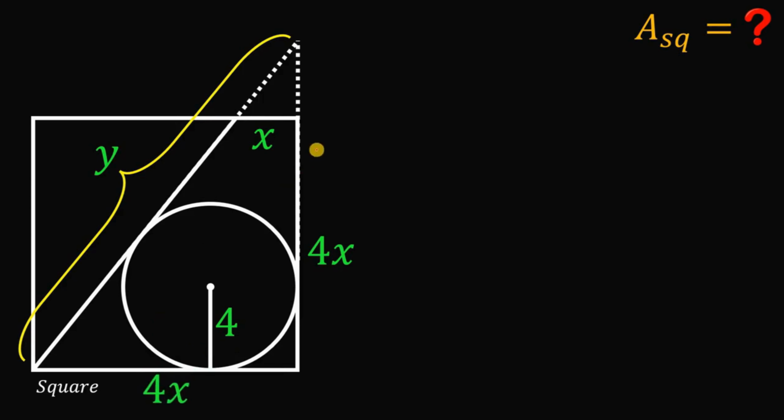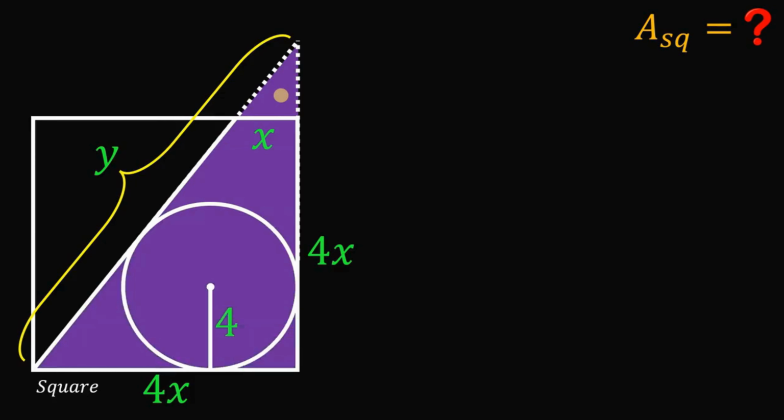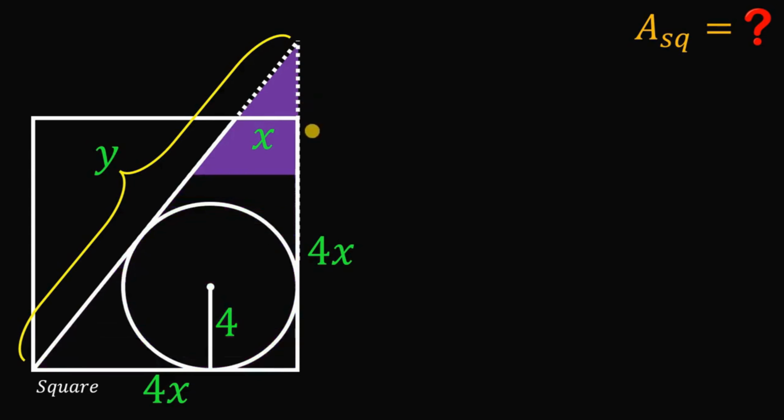Now from here, we can see two similar right triangles. The first one is this small right triangle, and the second one is this big right triangle. They are similar to one another. Alright, now let's go back to the small right triangle, and let's call this side right here n. And again, why not?